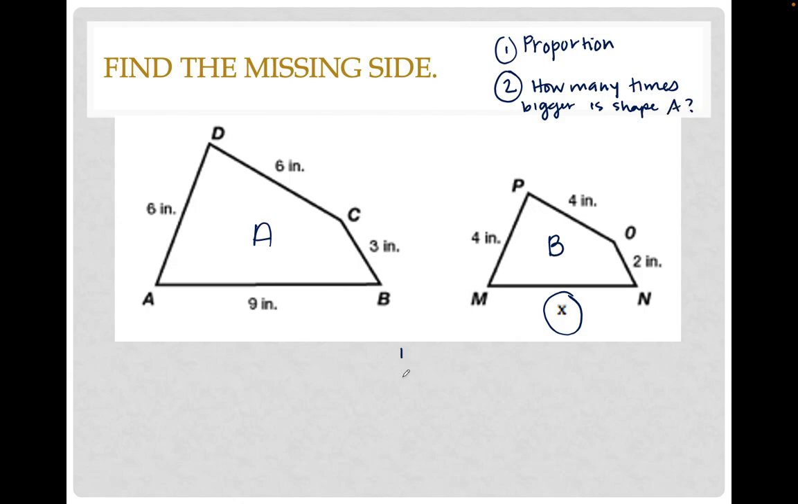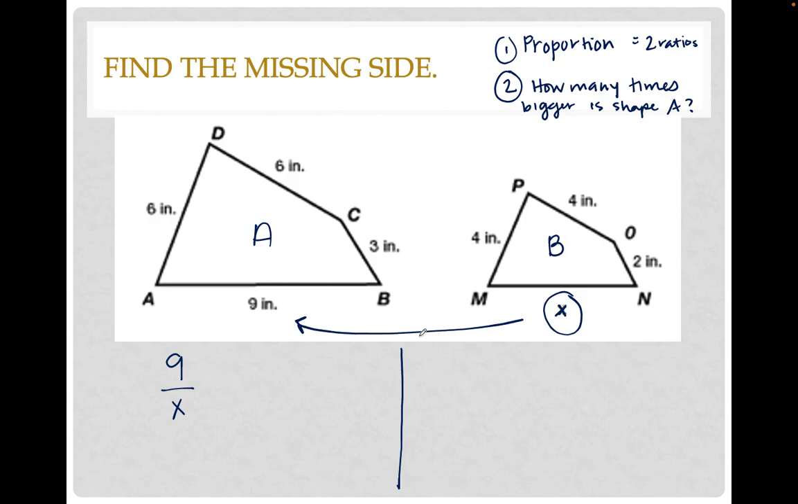So we'll start with option number one, which is using a proportion. When you set up a proportion, you need two ratios. And they have to be corresponding sides. So we know that we want to include x in our proportion because that's what we're trying to find. And since x corresponds with 9, I'm going to do 9 over x, because I like to look in order from left to right. So I'm going to put 9 on top, x on the bottom.